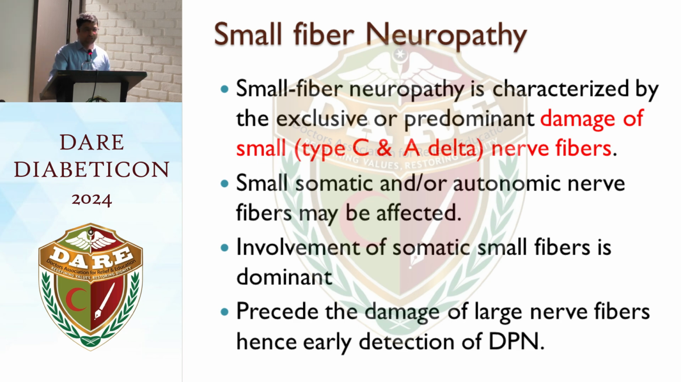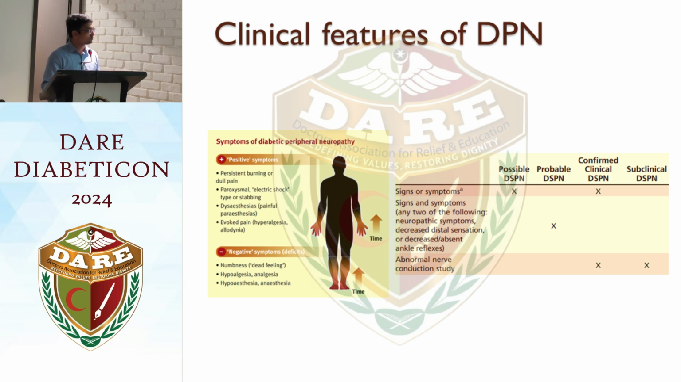So there is a classification given here for this diabetic polyneuropathy, which is possible, probable, confirmed, or definitive. Here, if there are only signs or symptoms pertaining to the large fiber, we call it possible. If both the combination of symptoms and signs are there, then it is probable, and if it is also having nerve conduction study abnormalities on electrophysiological testing, then we call it definitive.